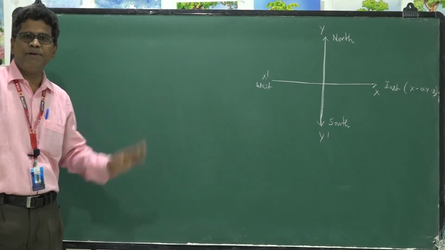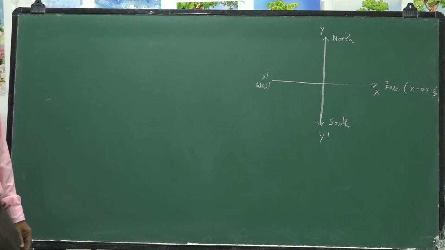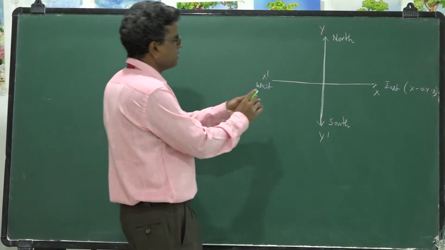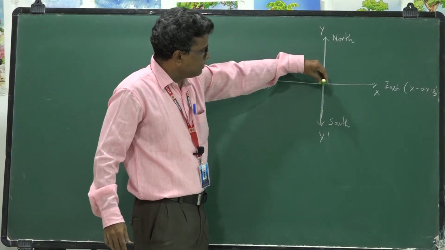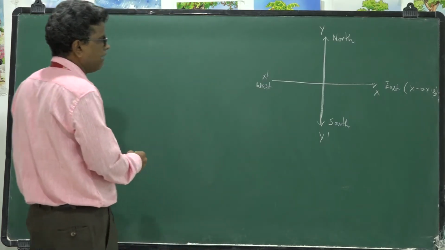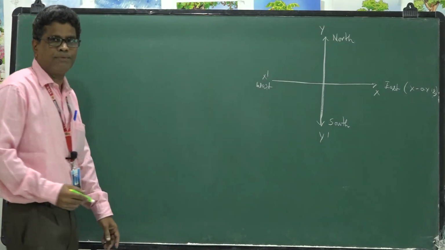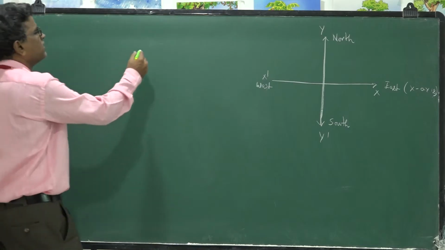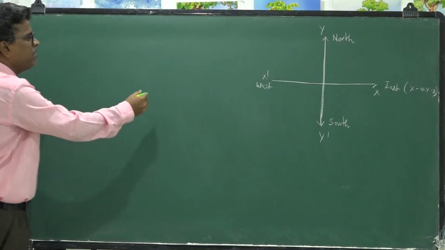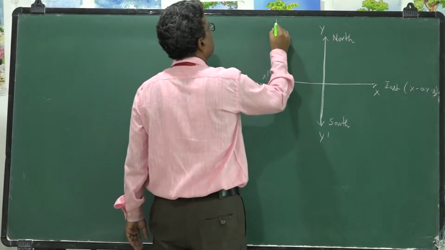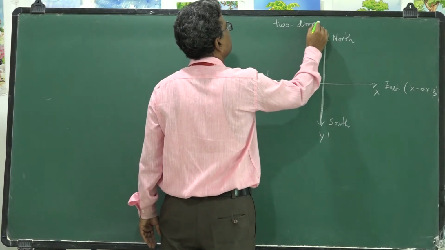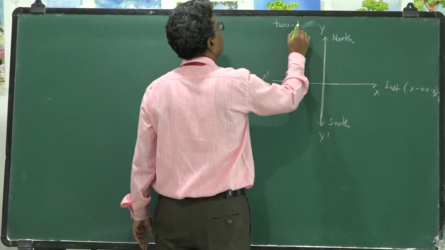If it is three-dimensional, how can we represent it? The z-axis also we have to represent. How is the z-axis? It is perpendicular to the plane, or we can say vertically up. So the z-axis we can represent as vertically up. This is two-dimensional; two-dimensionally we can represent like this.